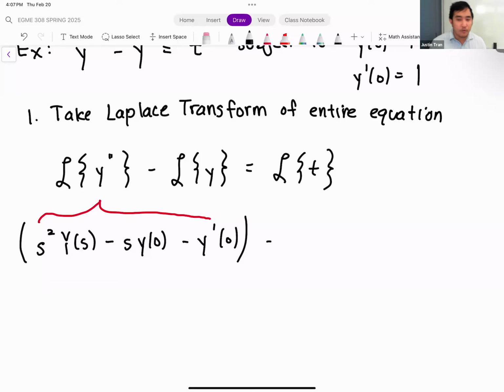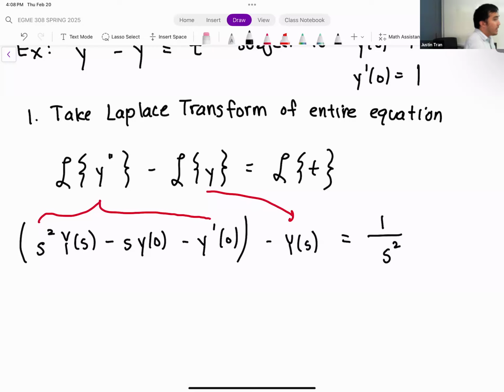Next, we have the Laplace transform of y by itself. So y is our solution variable. So then we take the Laplace transform, we just get Y(s). Okay. And then finally, we have the Laplace transform of t. And so according to our table, this is equal to 1 over s squared.